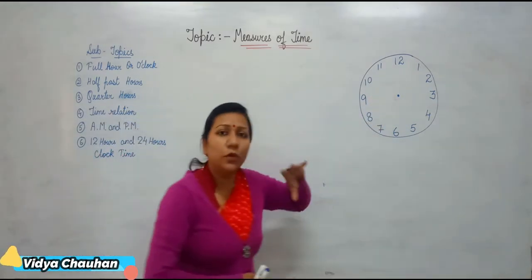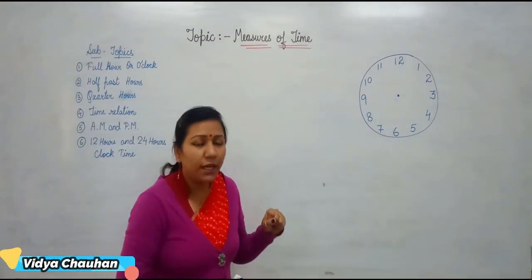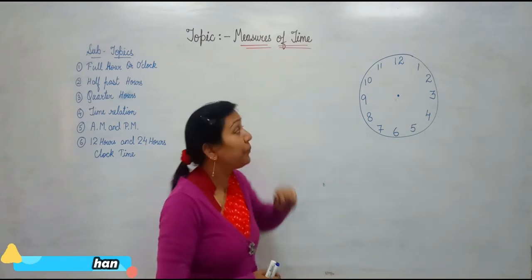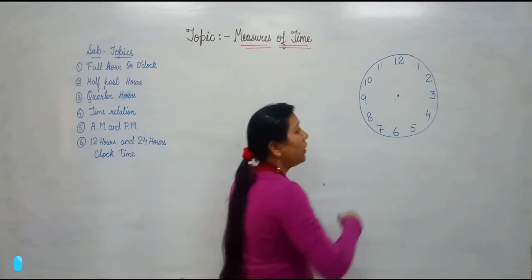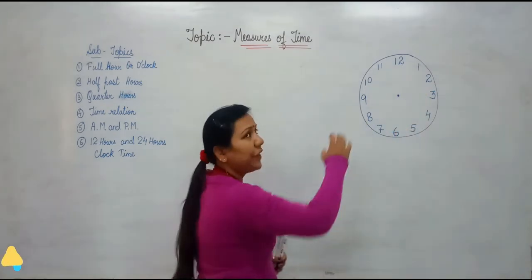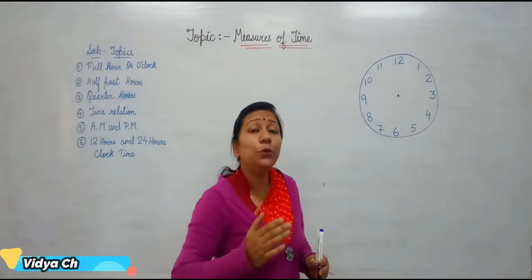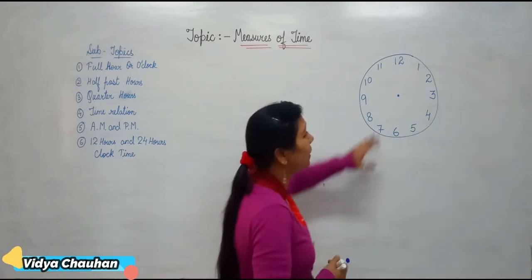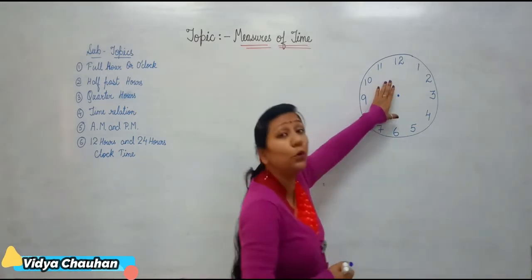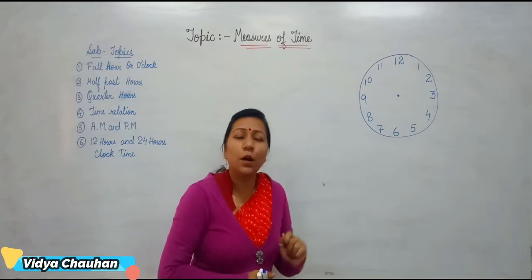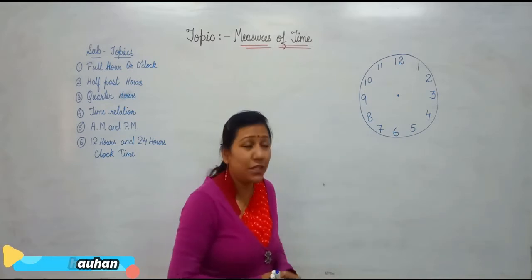To measure time, we use an equipment called a clock. Now if you have noticed, in a clock there are total numbers 1 to 12. That means a clock is actually divided into 12 divisions. How many divisions? 12 divisions. The clock is divided into 12 divisions.